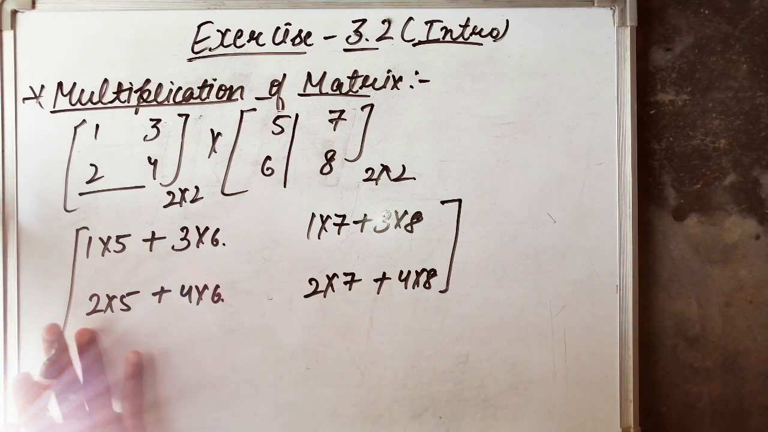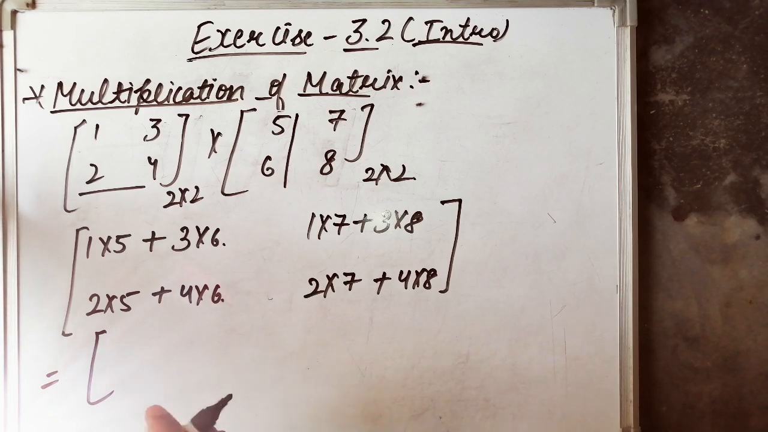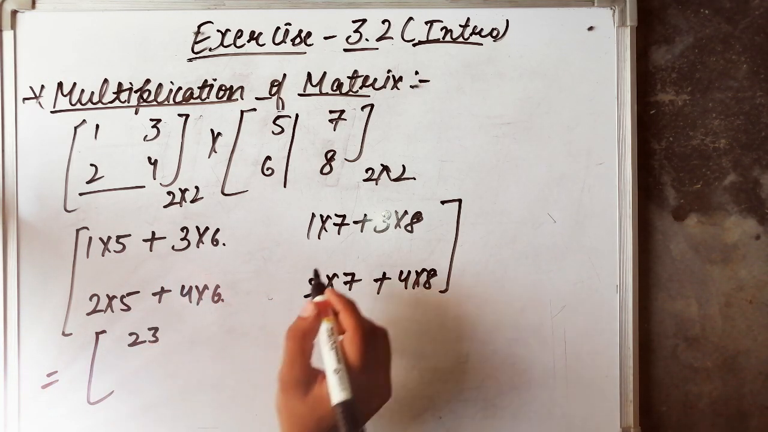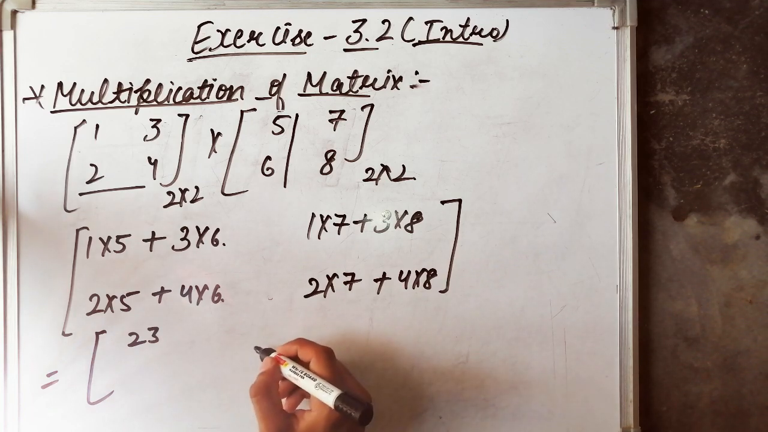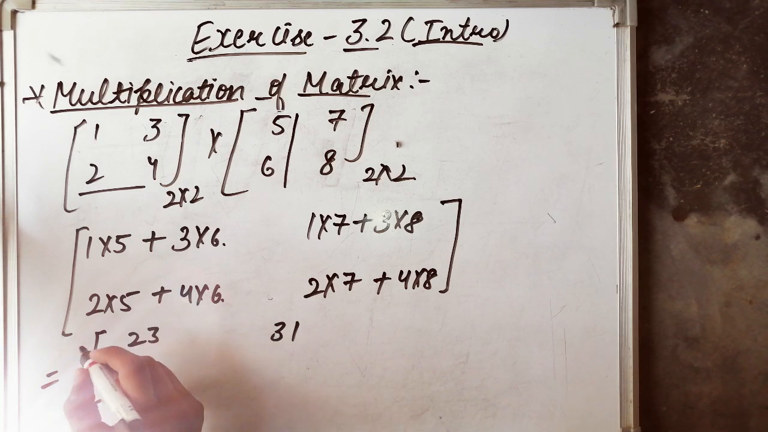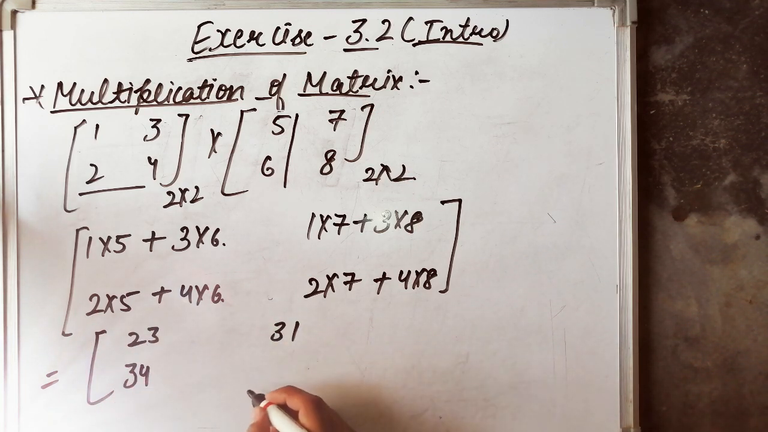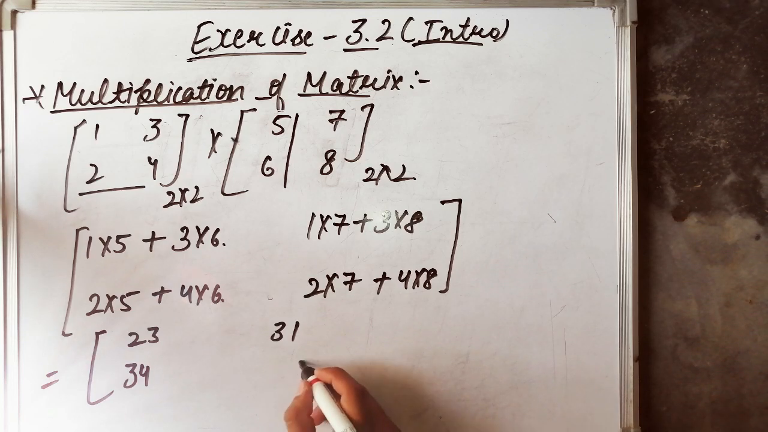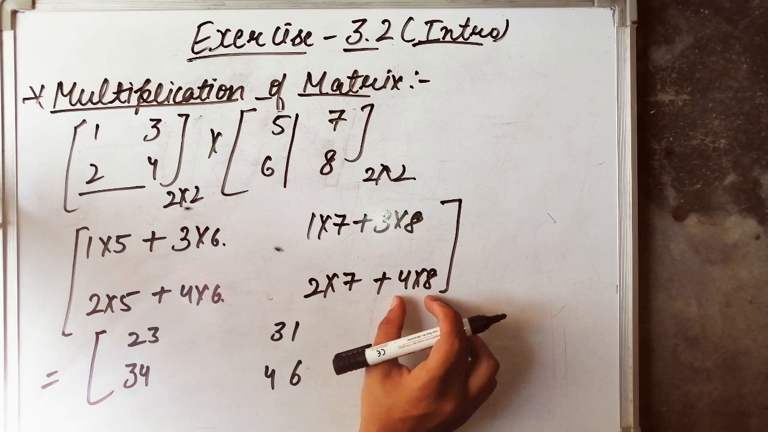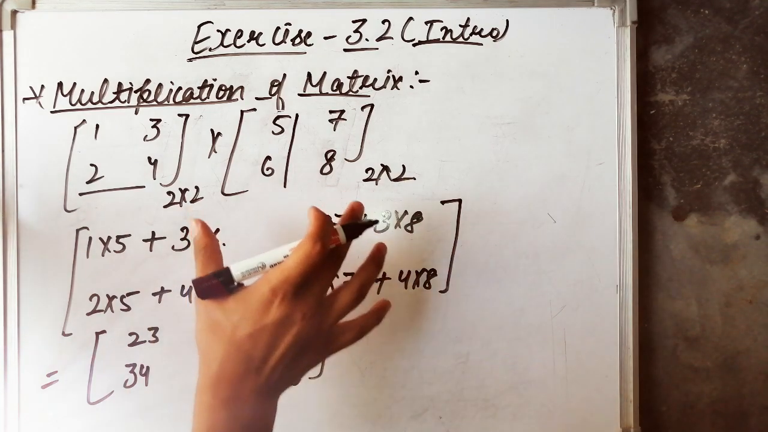Okay, now do addition and follow some basic algebraic rules. 5 plus 18 equals 23, and 7 plus 24 equals 31. 10 plus 24 equals 34, and 14 plus 32 equals 46. Yes, this is the matrix which we will get after multiplying these two matrices.